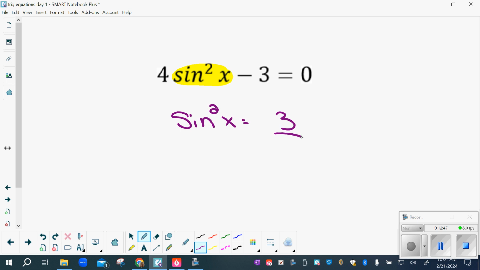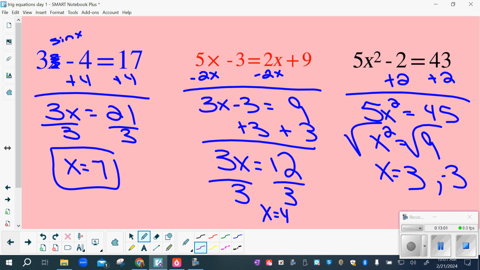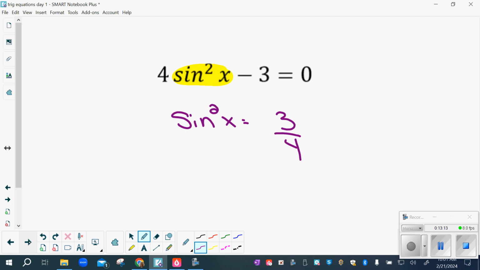Is everyone about there? Everyone got to this point, right? Here's where we're at. I'm going to go back for a second. We are right here, doing this equation. We have sine x squared equals a number, right? That's where we're at. So let's talk about what we're going to do to finish this up.